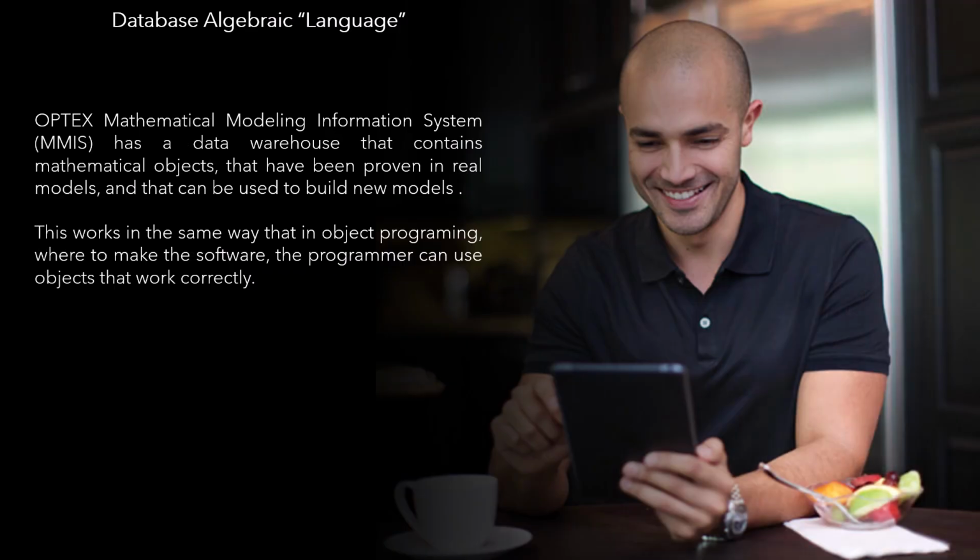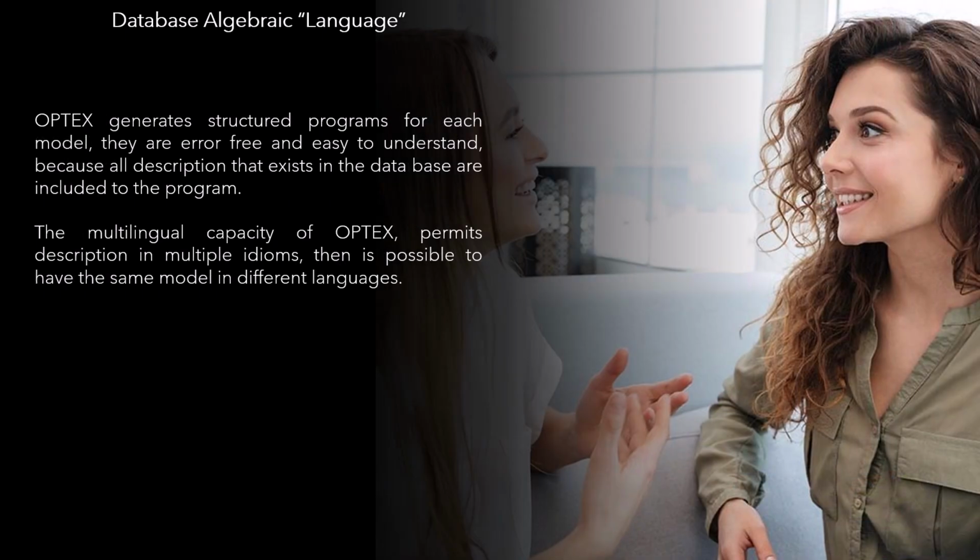With time, OPTEX has a data warehouse that contains mathematical objects that have been proven in real models, and that can be used to build new models. This works in the same way as in object programming, where to make the software, the programmer can use objects that work correctly. OPTEX generates structured programs for each model. They are error-free and easy to understand, because the descriptions that exist in the database are included in the program. The multilingual capacity of OPTEX permits description in multiple idioms, so it is possible to have the same model in different languages.